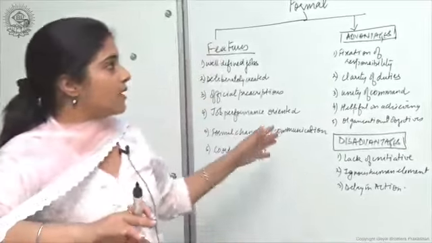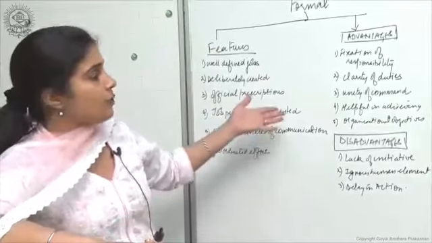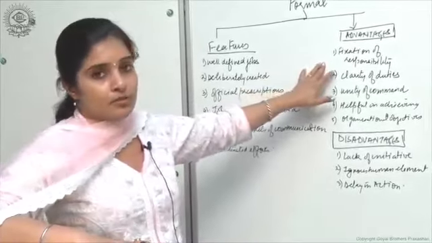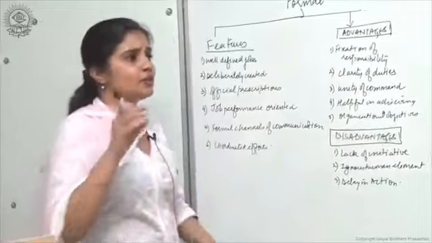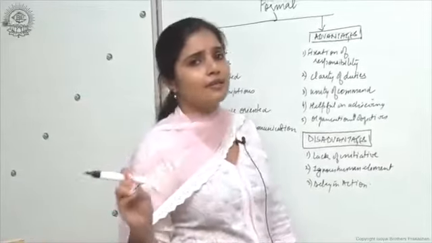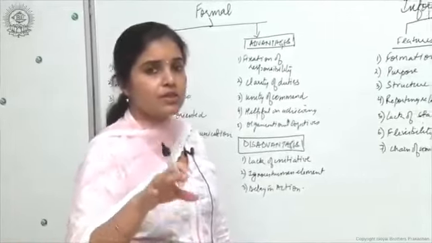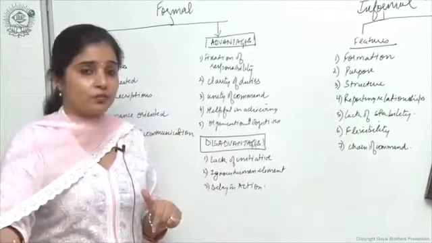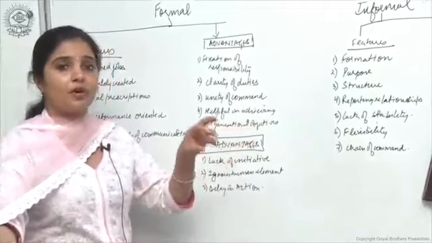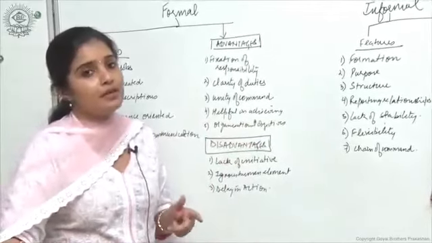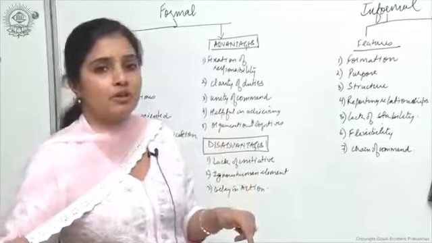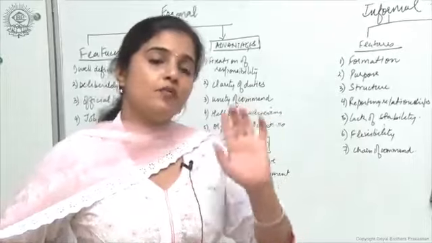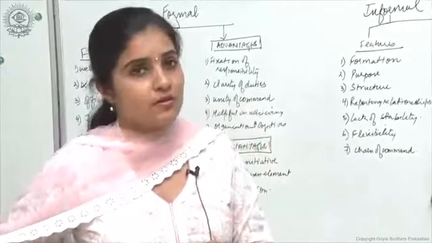Now there are certain advantages as well as disadvantages of the formal organization. Advantages are fixation of responsibility. Because the duty of each and every person is clearly defined, the task that a person is supposed to do is clearly defined, therefore the responsibility for non-accomplishment of the objectives for that particular department, or non-accomplishment of that task, can easily be fixed. You can hold a particular person or a particular department responsible for non-accomplishment of the goals.